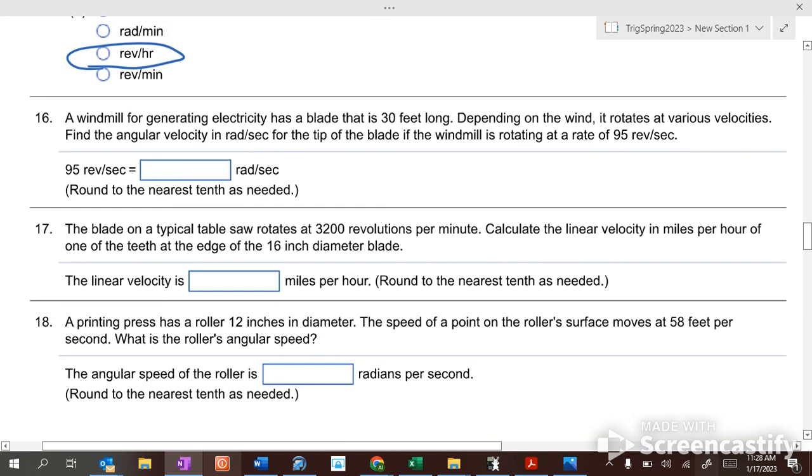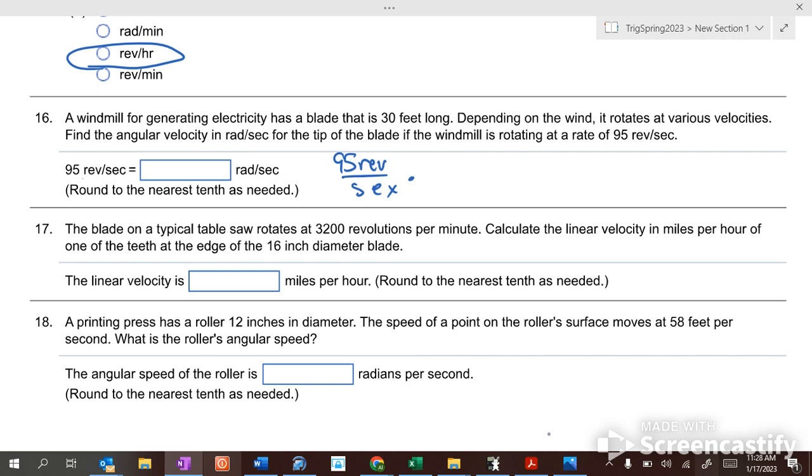Okay, last three. The windmill for generating electricity has a blade 30 feet long. Depending on the wind, it rotates at various velocities. Find the angular velocity in radians per second of the tip of the windmill, rotating at 95 revolutions per second. It has some extra information in here that we don't even have to worry about. What's our extra information? 30 feet long. We don't have to worry about that. All we have to worry about is the 95 revolutions per second.